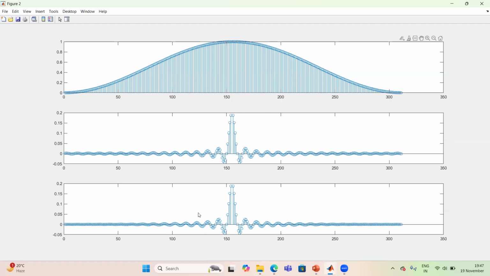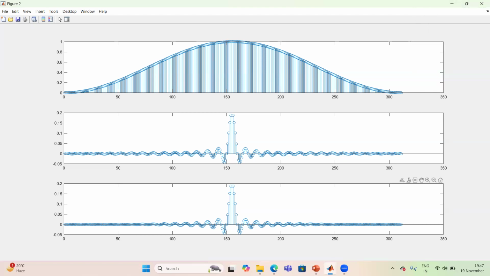So these are the different waveforms that you can understand: the window, then the impulse response of your linear phase low pass filter, and this is the impulse response of your FIR linear phase filter. So now we have generated all these time domain waveforms.